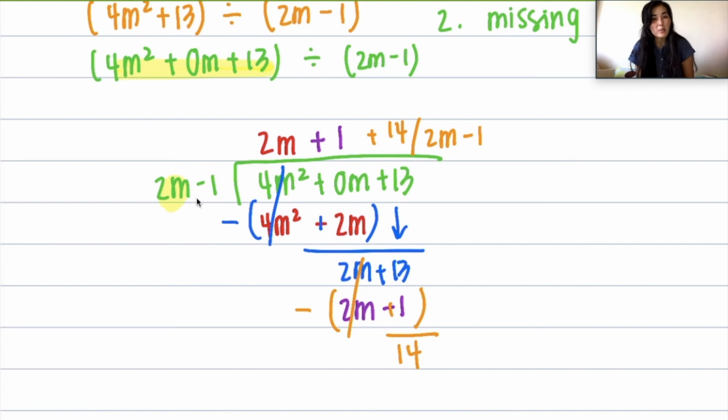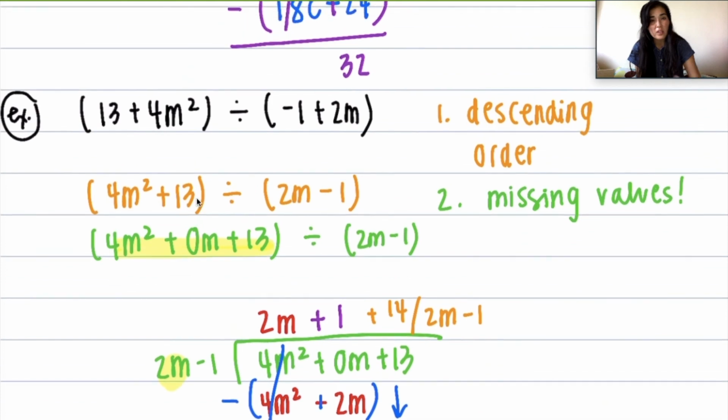So same concept. I think you guys will be good with that, but again, watch for these two special things that we'll start to see in some of those problems just to make it a little bit more challenging. So again, making sure you're in descending order before you divide, and then adding placeholders for any missing values that we have in our problems.